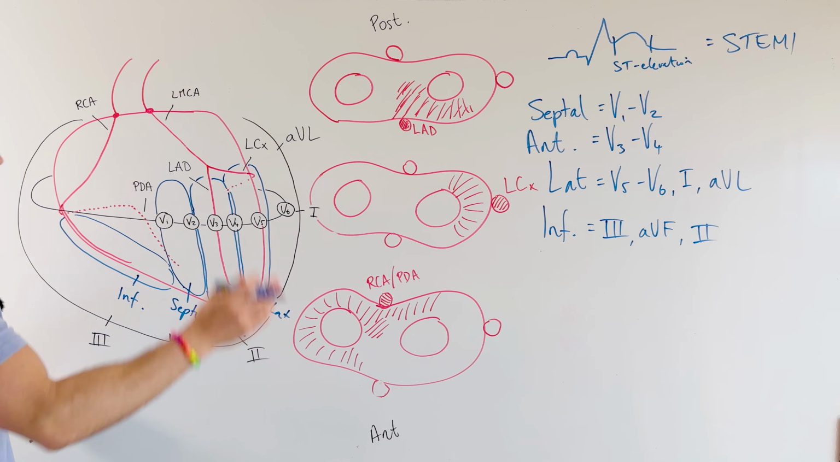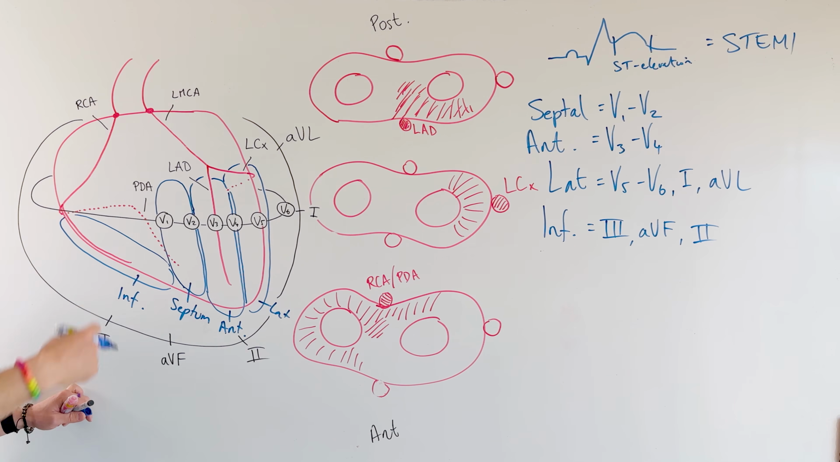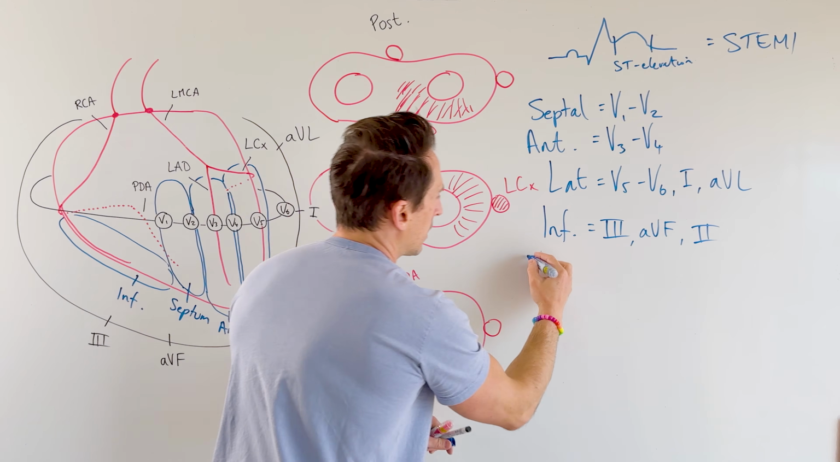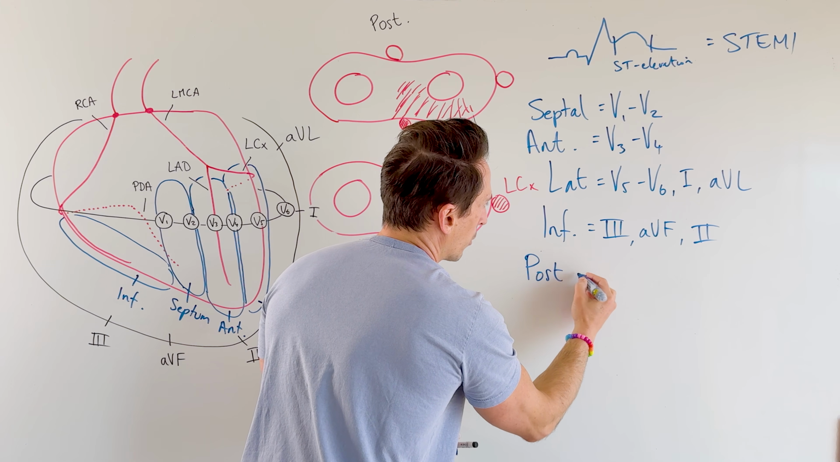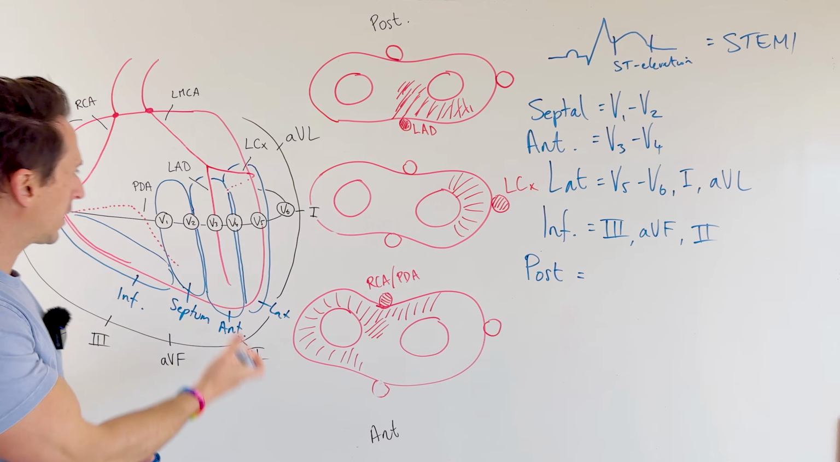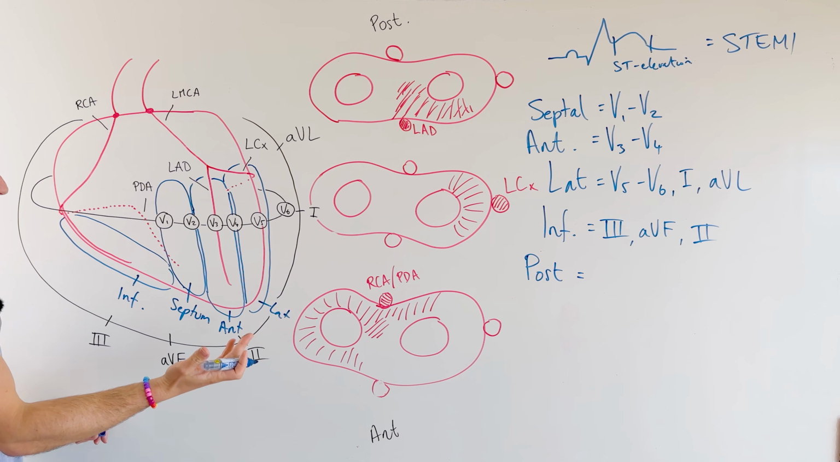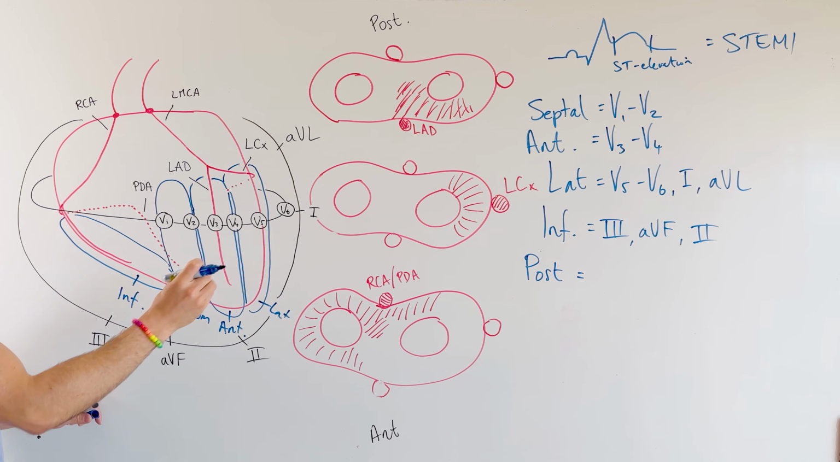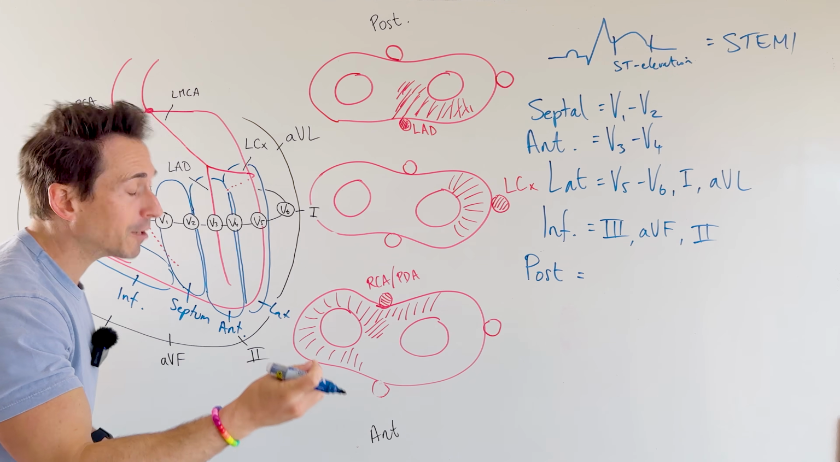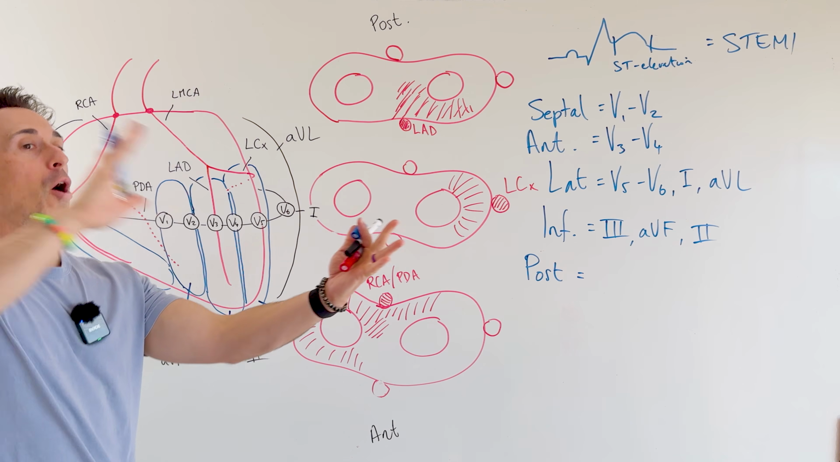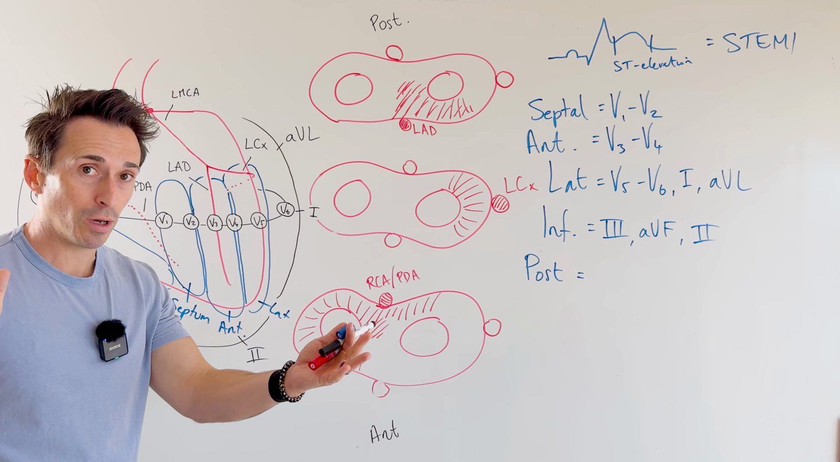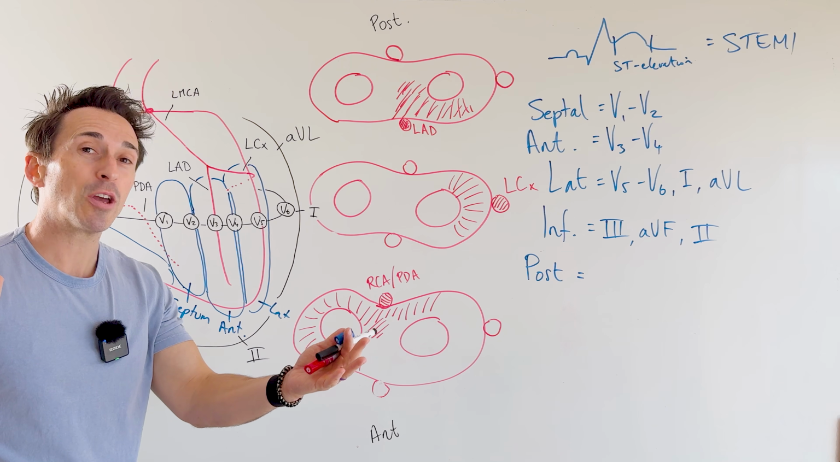What leads show us a STEMI on the posterior wall? So let's write this down. Are there any leads on the posterior wall? No, not for a 12-lead ECG. There's no posterior leads. So what you might see is a reciprocal change, meaning in the leads that are opposing, giving you the opposite view, right? It's going to be the opposite.